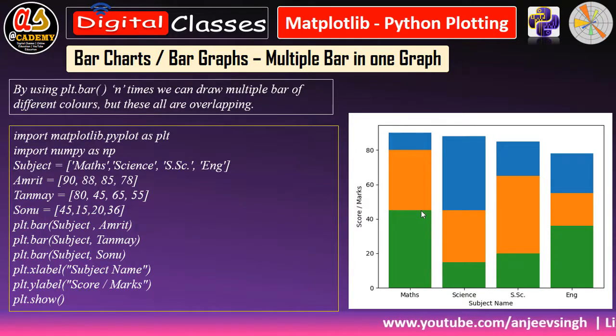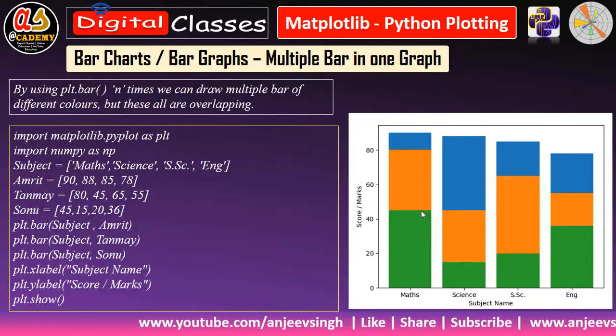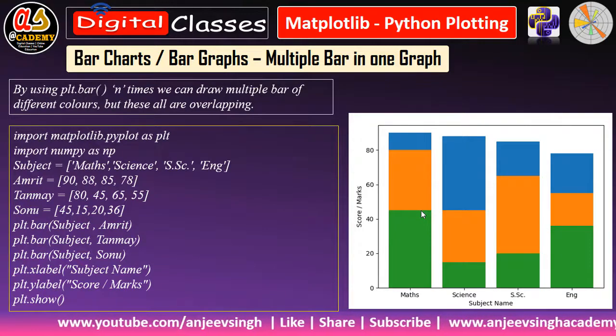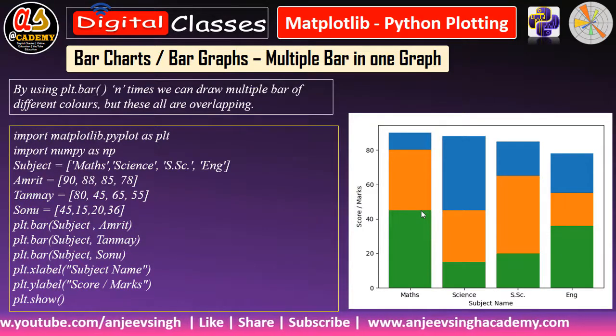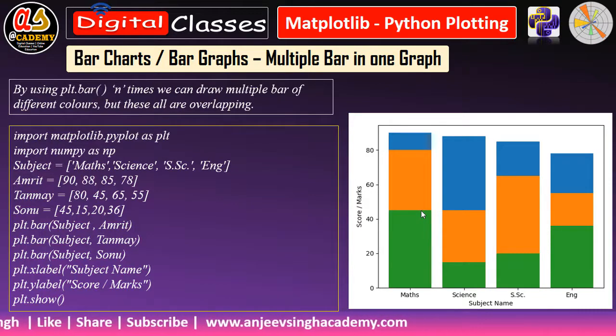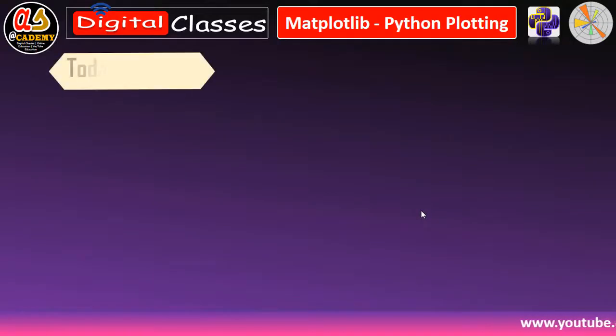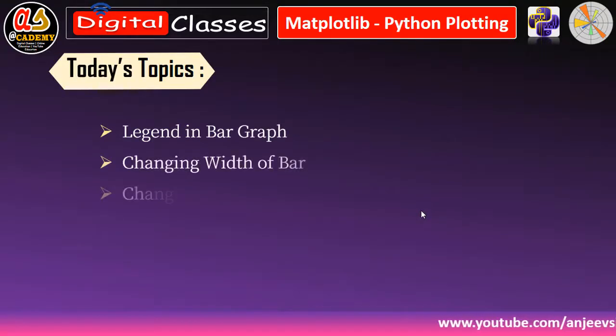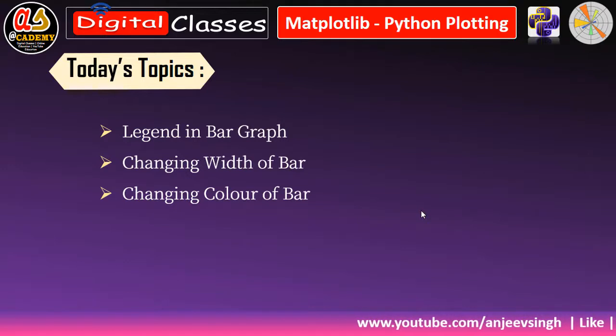And in this we are facing one problem. The bars are drawn one upon another, meaning in an overlapping manner, so it's not easy to identify which bar refers to which item, or you can say which head. So how can we find it? You can find it with the help of the legend. So today we are going to discuss the legend in a bar graph.